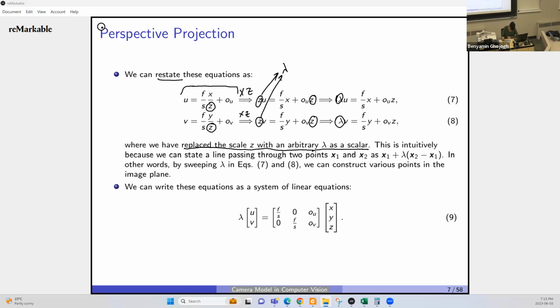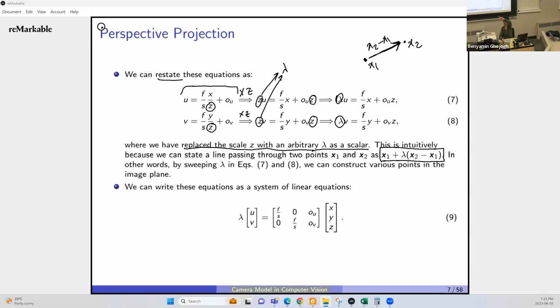Well, assume you have two points, x1 and x2. There are several ways to write an equation of the line passing through x1 and x2. One way is exactly this, that I have written here: x1 plus lambda times (x2 minus x1). What is x2 minus x1? It's a vector going from x1 to x2. Starting from x1 with this vector, now sweep lambda.